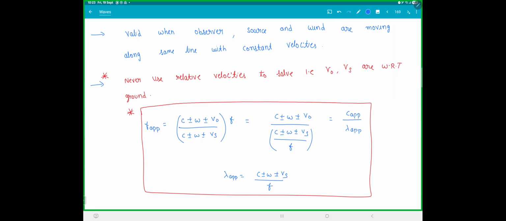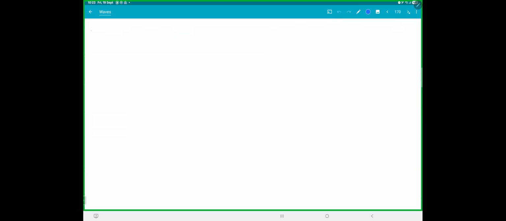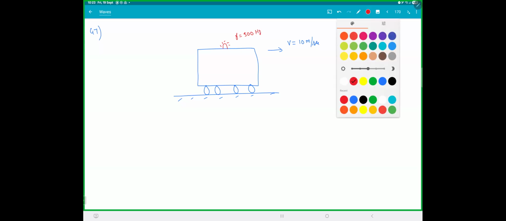Any doubts so far? Let's see a question. Yeah, if you do this question, I think all your basic problems will get over. Let's say we have a vehicle going with 10 meters per second. In the middle of the vehicle, you kept a siren of frequency 500 hertz. Again, don't worry too much about the numbers. We will just do this thing.